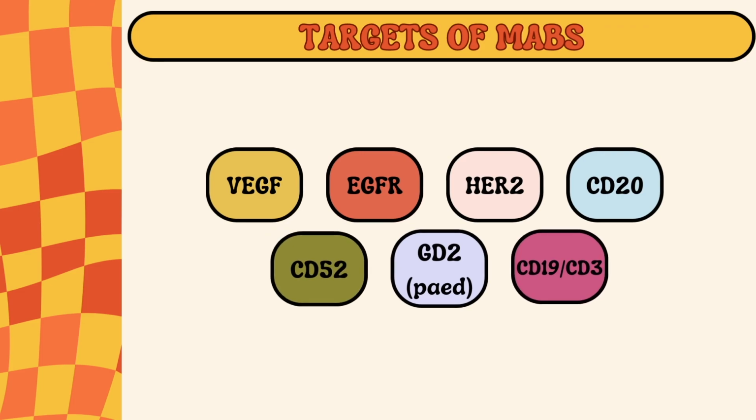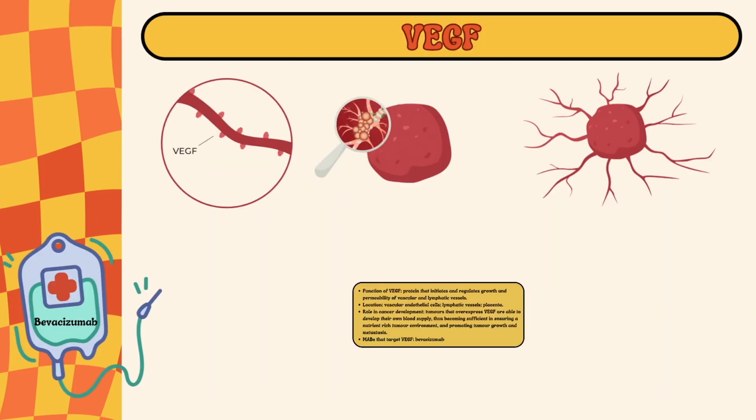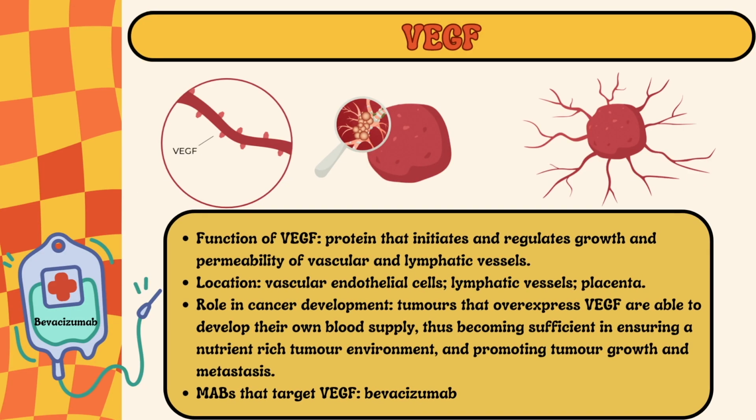Now we're going to look at different receptors that mAbs target. Because there are so many of them, I wouldn't have enough time to talk about all the receptors today, but I'll give a few examples and I'll leave more resources at the end so that you can do more self-learning. So the first one is VEGF.